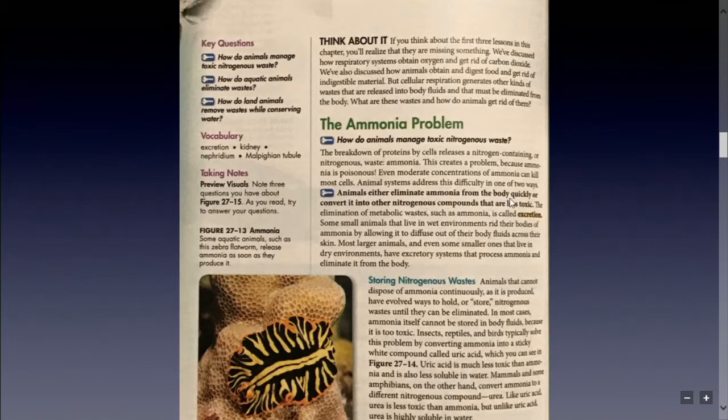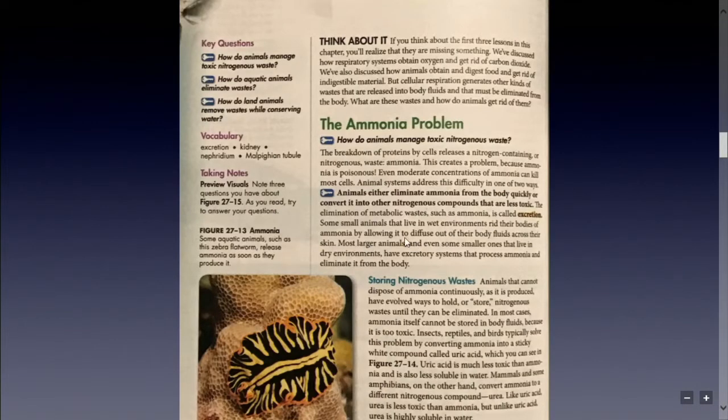You can quickly get rid of it, quickly eliminate it, or you can convert it into some other nitrogenous compound that's less toxic. And whatever you do, the elimination of those metabolic wastes, they're basically waste products from the metabolism process. Metabolism just means breaking down stuff for energy. And so when you're breaking down proteins for energy, you're going to end up with these wastes, and you're going to take that waste, which is ammonia, and get rid of it. That's called excretion, okay? So that's what this whole lesson's about.